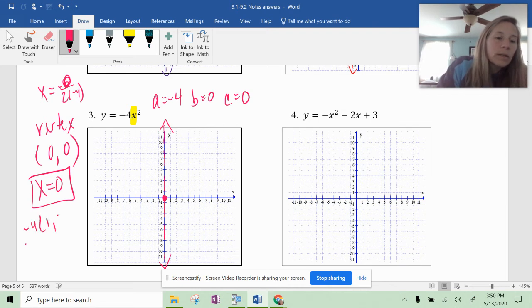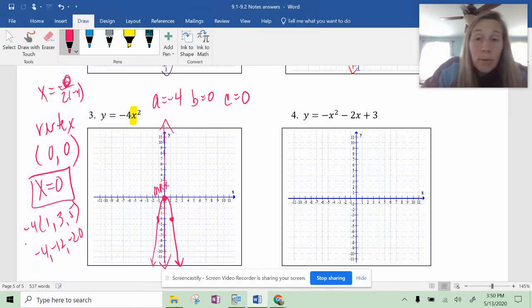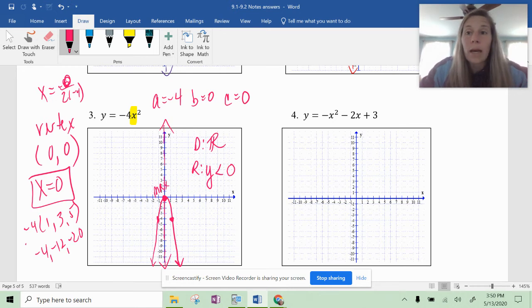This would be -4 times 1, 3, and 5, which is -4, -12, -20. So from that point down 4 over 1, and then if I could fit 12, I would, but I'm not quite going to make it, so I'm just going to do those points I can fit. Of course, our vertex is a maximum this time since the A was negative. The domain is all real numbers as it is every single time. And then the range will be y is less than, since the graph's going down, that 0 value from the vertex.